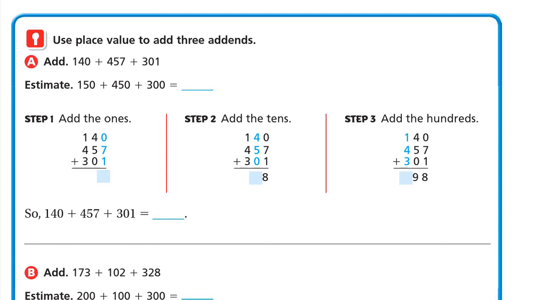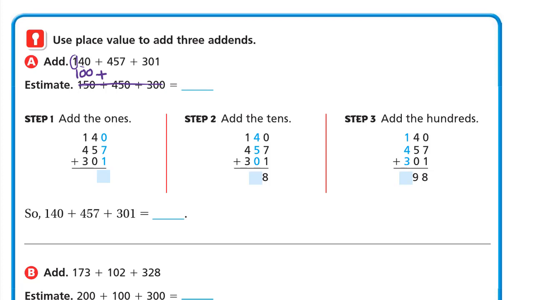Okay, here use place value to add 3 addends. So add 140 plus 457 plus 301. First, let's estimate. Okay, here he used compatible numbers. But what about using rounding? We have in the three numbers hundreds, so we round to the nearest 100. Here to the right of the 1 we have 4, which is weak. So the 1 we keep it and we write two zeros.